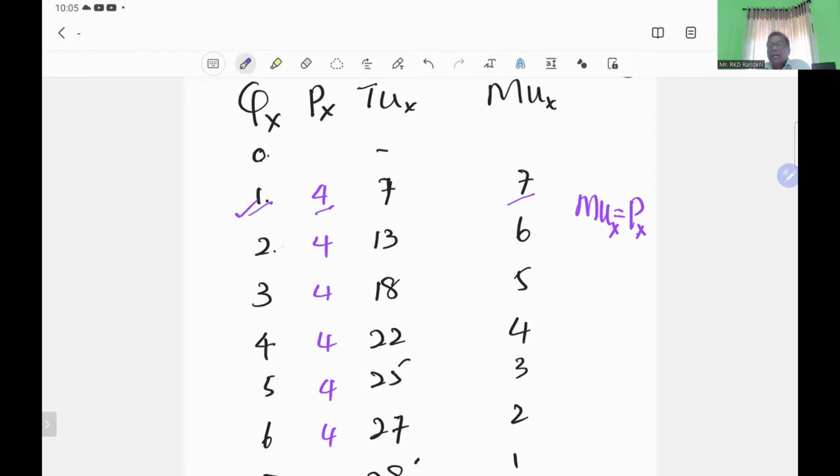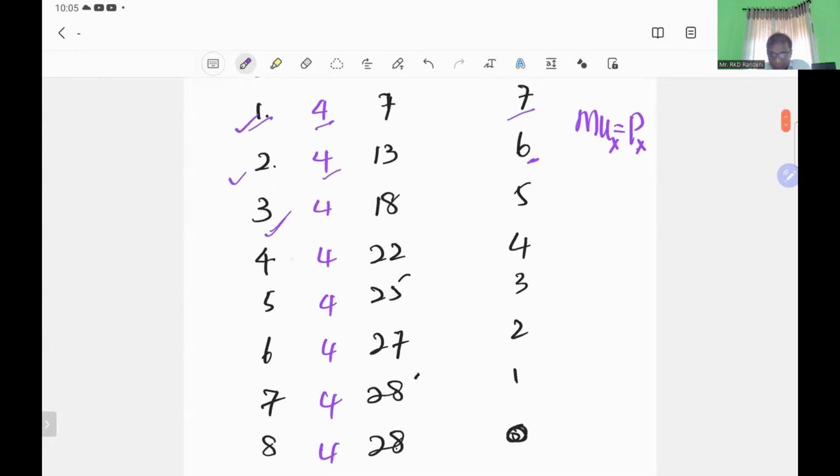Then consume 2 units of the second one. The price is 4. Marginal utility of X is 6. MU is greater than price. Definitely he will buy the second one. Then the third one, 4, 5. MU is greater than price. He will buy the third one also. Then here, the fourth one, that condition is satisfied, that price is equal to marginal utility of X.